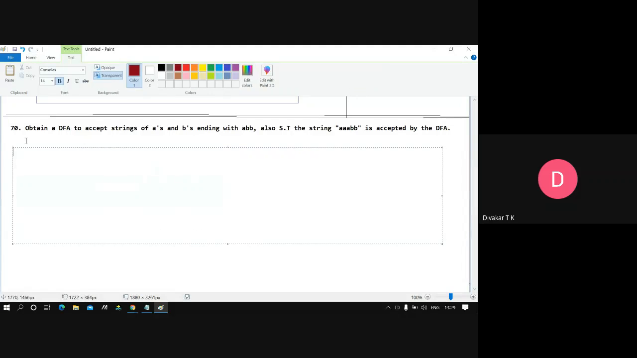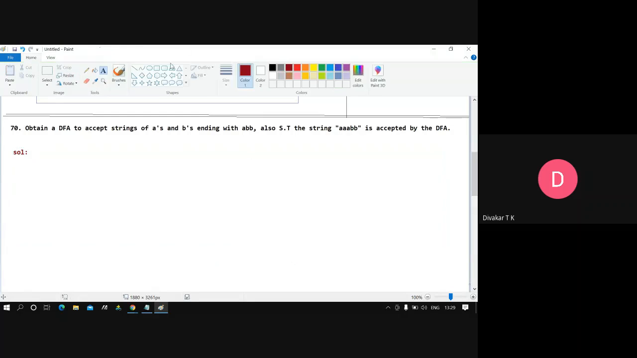So what is the requirement part here? Come on, do it quickly. Take a sheet of paper, do it. This thing we have already done. Obtain a DFA to accept strings of A's and B's ending with ABB.